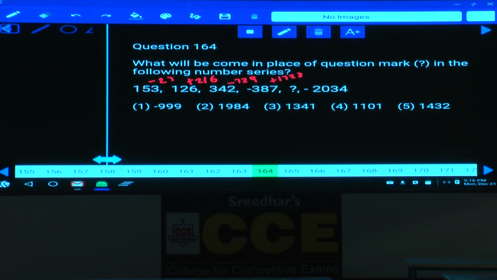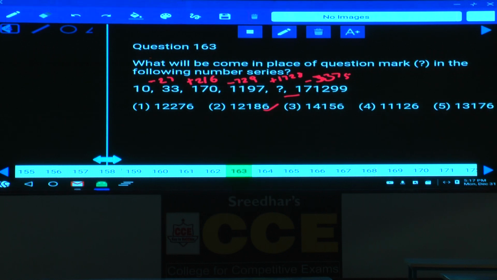1728 should be added. After this 1728, if you add, then 3, 6, 9, 12. Next one is 15, 15 cube, 3375, which should be subtracted from this one. Hence the number here is 1728 minus 387, and the answer is 1341, that is choice 3. Cubes are subtracted and added alternately, cubes of multiples of 3: 3 cube, 6 cube, 9 cube, 12 cube and 15 cube. This is 164.